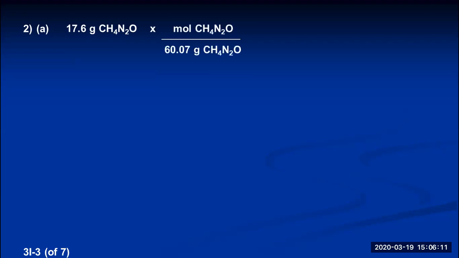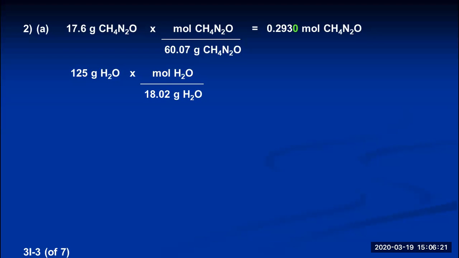In order for us to calculate mole fractions, we're going to have to convert the grams of each of these different components into moles. So first for urea, I'll use its molar mass of 60.07 grams per mole to calculate the number of moles of urea. And for water, I'll use its molar mass of 18.02 grams per mole to determine its number of moles. Now the problem is very similar to number 1.